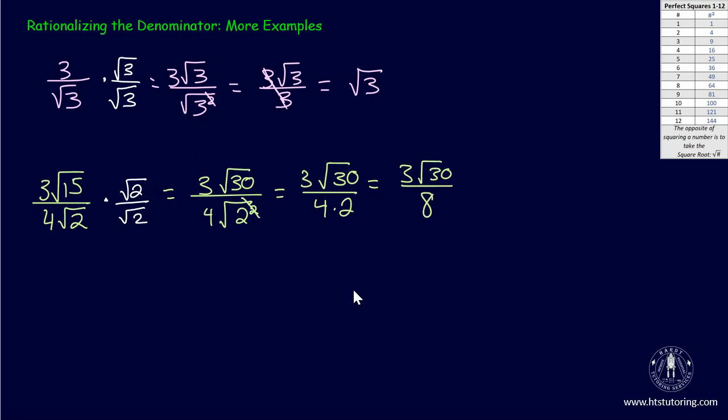Okay, so now I ask myself, is this completely simplified? Well, 3 over 8, there's nothing other than 1 that 3 and 8 can both be divided by. So 3 over 8 is simplified. Now square root 30, thinking about the factors of 30, is there a perfect square that goes into it? No, there is not. So this is our completely simplified answer. 3 square root 30 over 8.